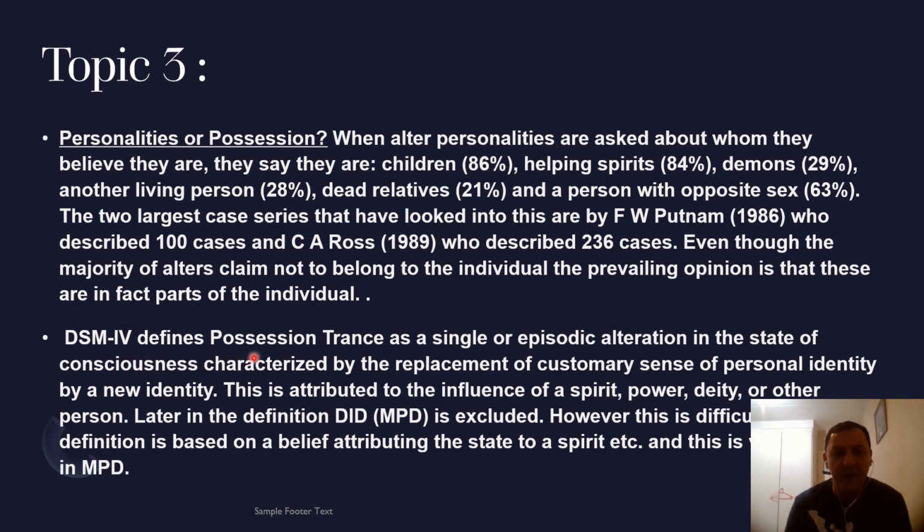The DSM defines possession trance as a single or episodic alteration in the state of consciousness, characterized by the replacement of the customary sense of personal identity by a new identity. This is attributed to the influence of a spirit, power, deity, or other person. Later in the definition, DID, MPD is excluded. However, this is difficult. The definition is based on a belief attributing the state to a spirit, and this is very common in MPD, multiple personality disorder.